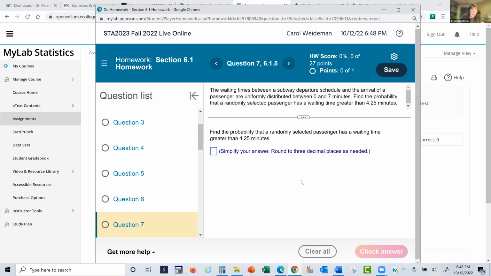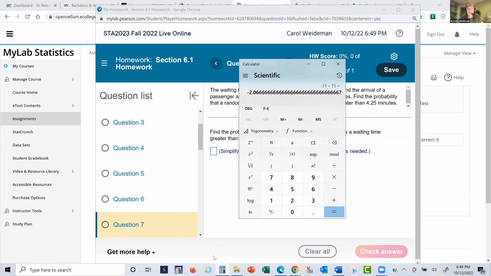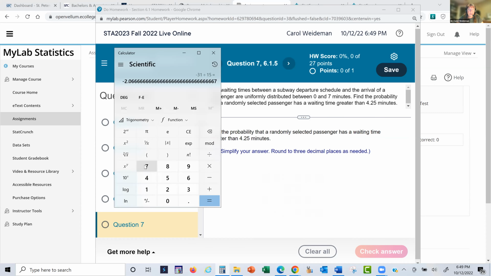Okay, so if I had a pencil I could draw on here, but unfortunately you can't draw on the MyMathLab stuff. You want to find the distance from 4.25, it says greater than, from that to 7 minutes. So let me get my calculator. Oops. Get the computer calculator here. Here it is. So how far is it from 7 minutes down to the 4.25? Nope, I did it wrong. Clear. 7 minus 4.25. 2.75, right?